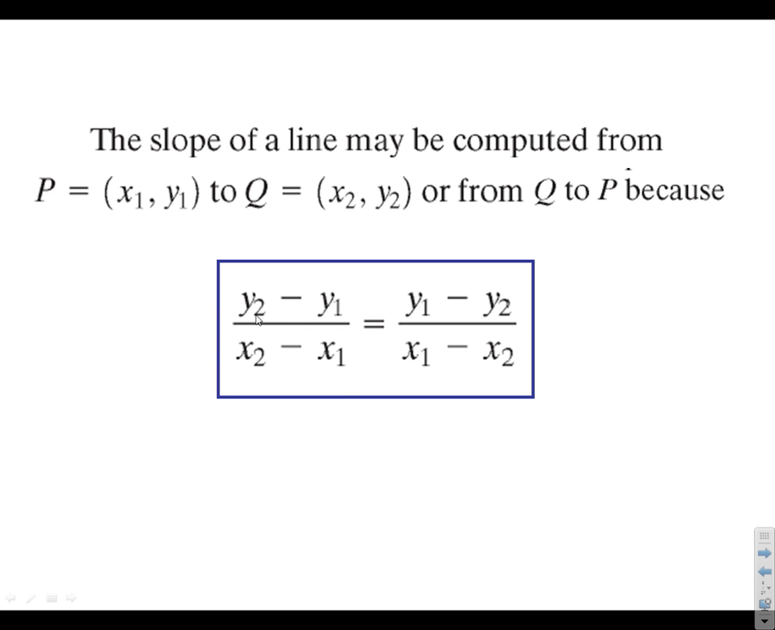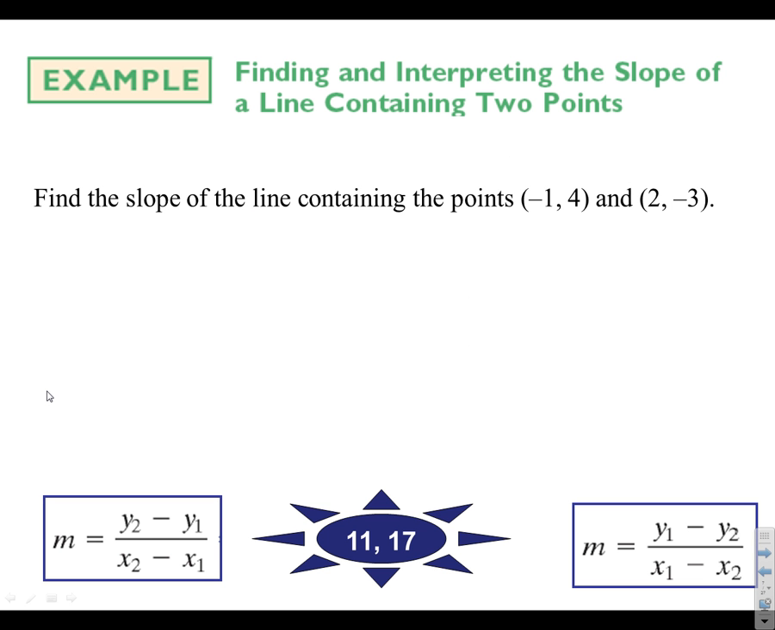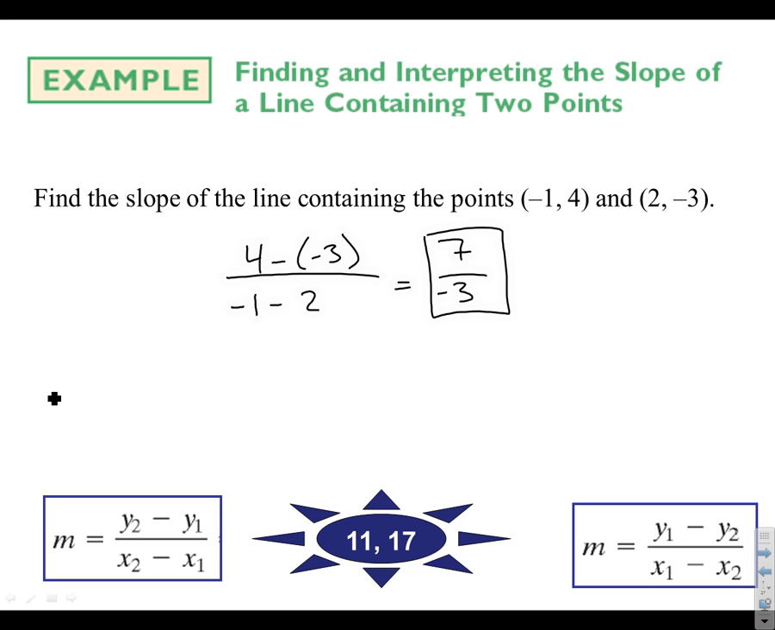And you can reverse the order. If I say y2 minus y1, it's perfectly fine to say y1 minus y2, as long as we switch it to x1 minus x2 in the denominator. All right, so let's go ahead and do an example. We're going to do the 2 y numbers minus each other: 4 minus negative 3, all over negative 1 minus 2. So we've got 7 over negative 3. So negative 7/3 would be our answer.